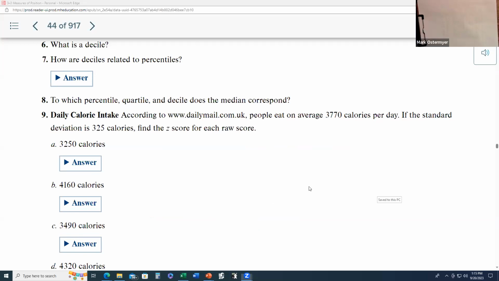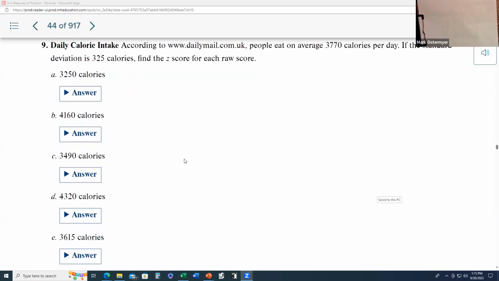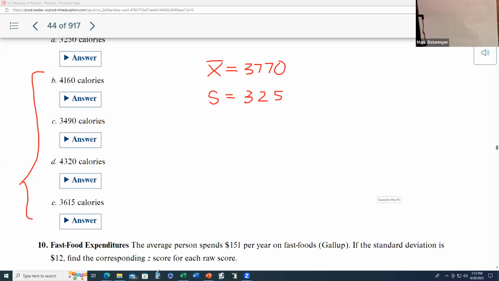All right. Now, for classwork number 1, I want you to do the rest of these, B through E. I want you to convert all of these data values into z-scores. And because the screen has got cut off, I'll indicate that the mean is 3,770 calories and the standard deviation was 325 calories. Go ahead, ladies and gentlemen. Do B through E. That'll be classwork number 1. Go ahead and take care of that. I want the z-score for every one of these data values.